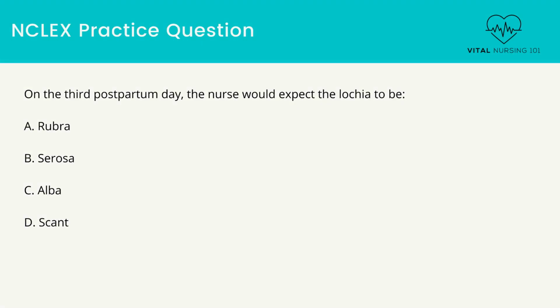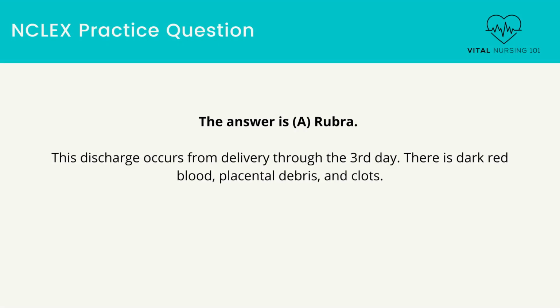On the third postpartum day, the nurse would expect the lochia to be rubra, serosa, alba, scant. The answer is rubra. This discharge occurs from delivery through the third day. There is dark red blood, placental debris, and clots.